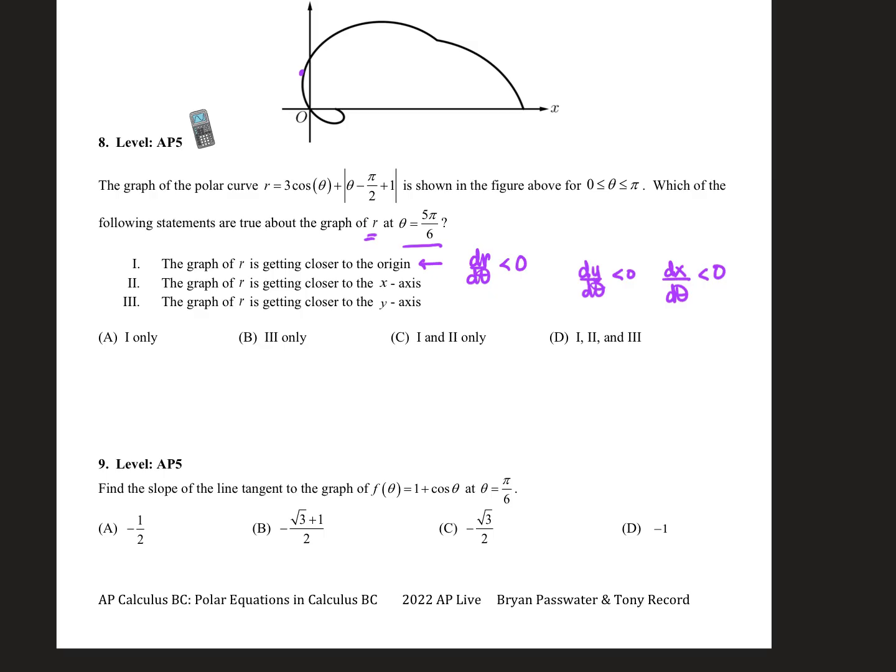So we have to find all those. So the first thing we do, it's a calculator problem. So you're just going to go for dr d theta, do the derivative straight in your calculator. At theta equals 5 pi over 6, we get that this derivative is equal to 1/2. So we know that r is not getting closer to the origin, it's getting farther from the origin. Sorry, I wrote that wrong.